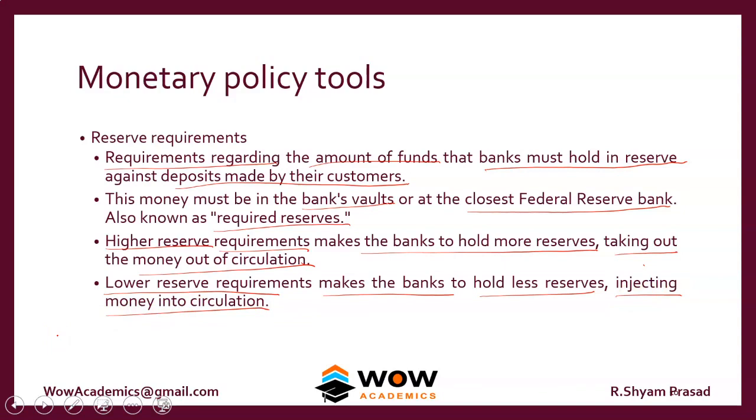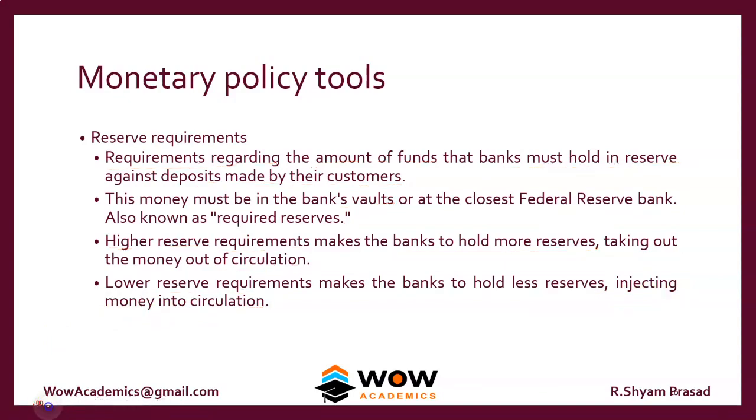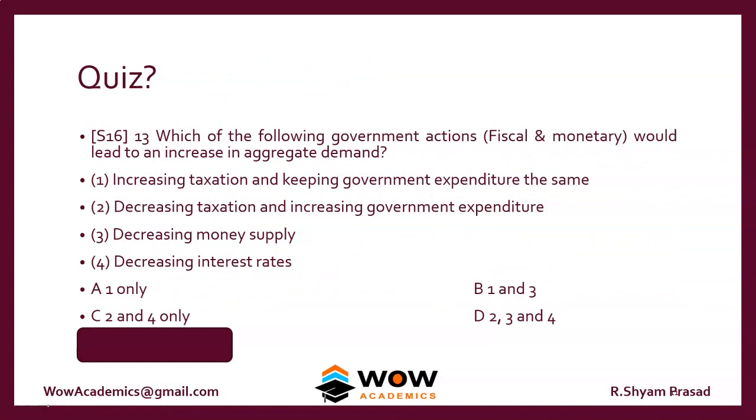So that's about the reserve requirements. We will move on to the next topic. So you can go through this question. It's from the examination December 16 or September 16 exam. Which of the following government actions, fiscal and monetary, could lead to an increase in aggregate demand?